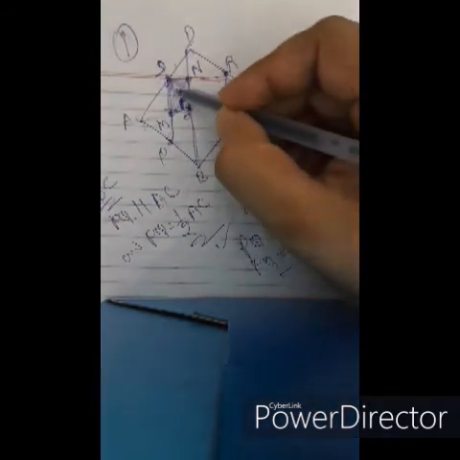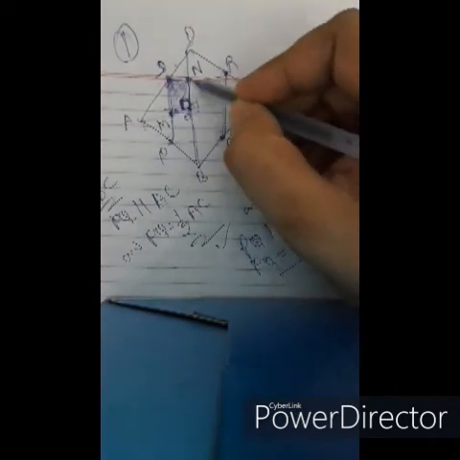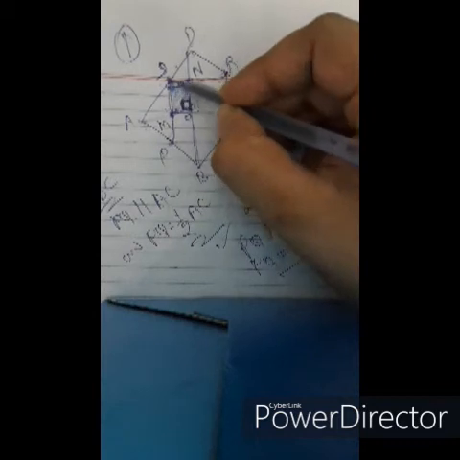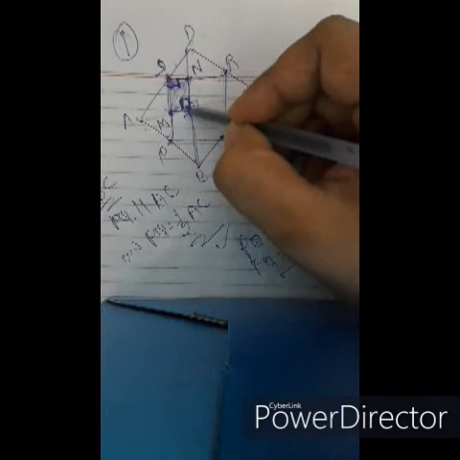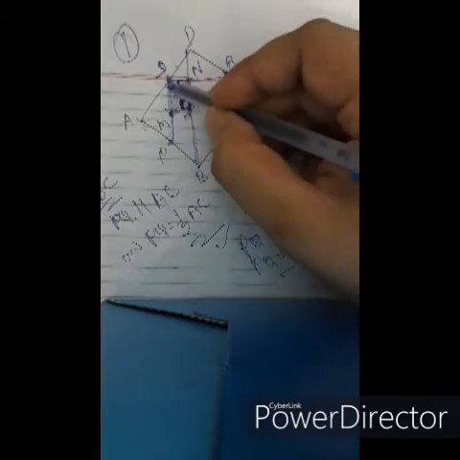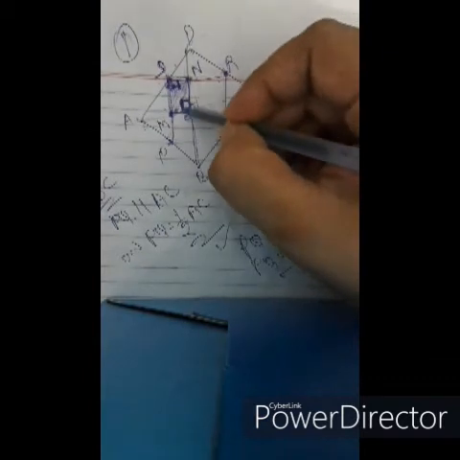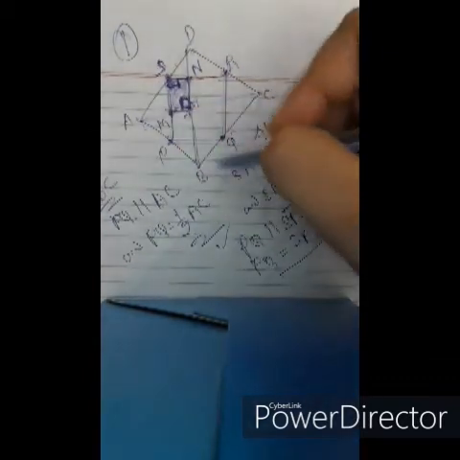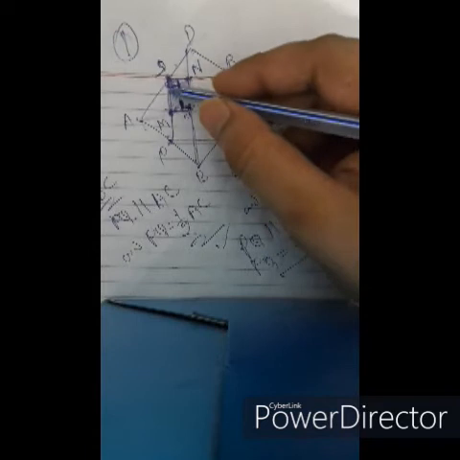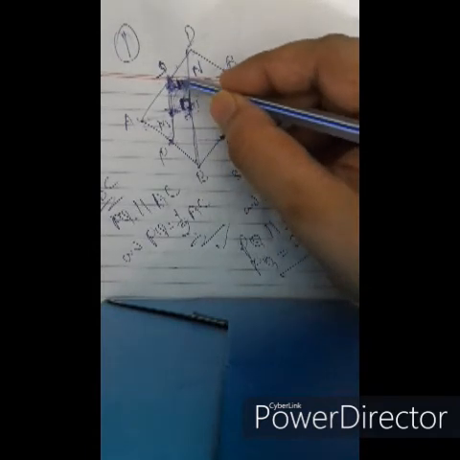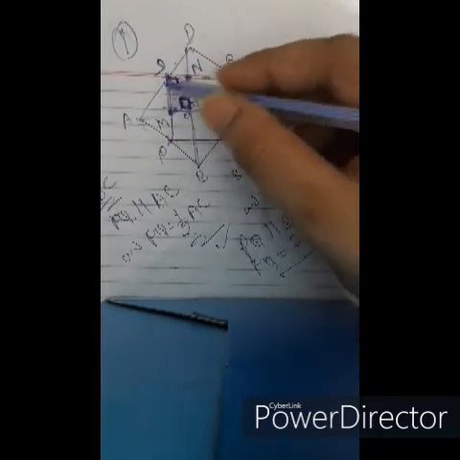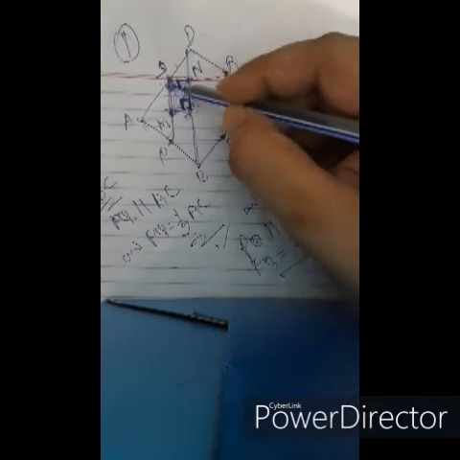Since MONS is a rectangle, this angle becomes 90 degrees. After concluding that MONS is a rectangle, this angle also becomes 90 degrees. We have proved that MO is parallel to SN, MS is parallel to NO, and this angle was 90 degrees because the diagonals were perpendicular.